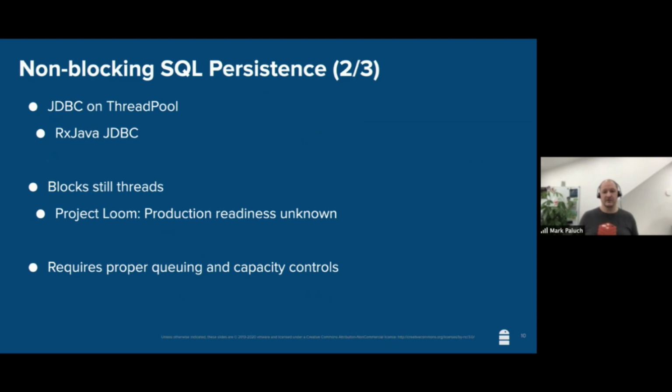Currently, Project Loom isn't production ready, and we don't even know when it will be. So relying on Project Loom isn't an alternative that we can use in production right now. You can, however, still put JDBC on a thread pool and introduce proper queuing and capacity controls to somehow interact with your SQL database if you take the downsides into account. But this requires a lot of instrumentation and orchestration and trial and error, which makes it, again, too complex for everybody to be used.